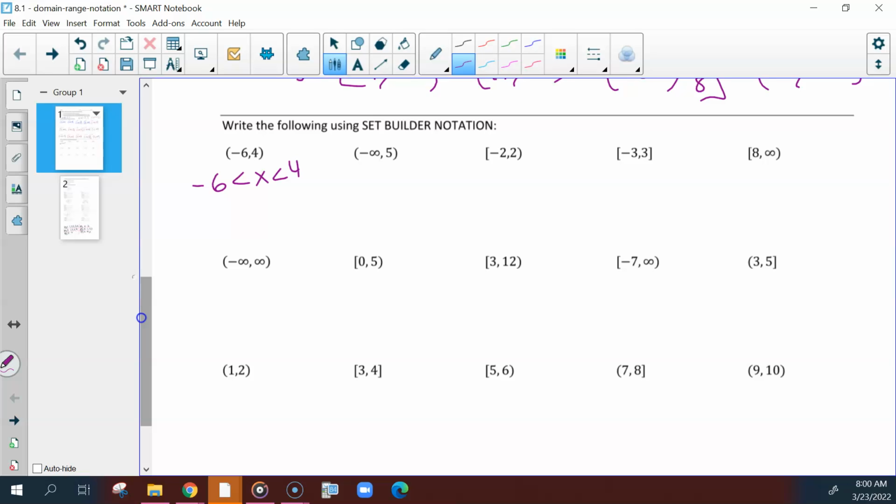And your notation or your domain or whatever this is would be all of the values in between there, not including -6 and 4. Yes. Well, it depends on what it's asking. If it was range, it'd be a y. But for the most part, for these, we're just going to put x. Negative infinity to 5. Would that be less than or greater than 5? Less than. And it'll be strictly less than since this is parentheses. So x is less than 5.